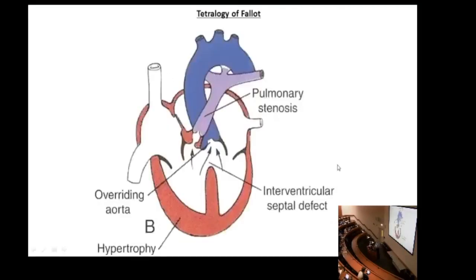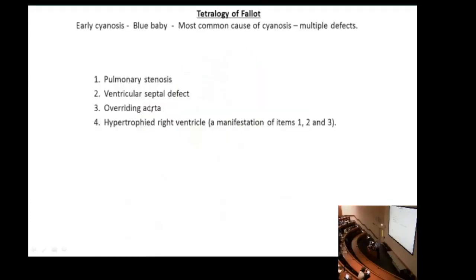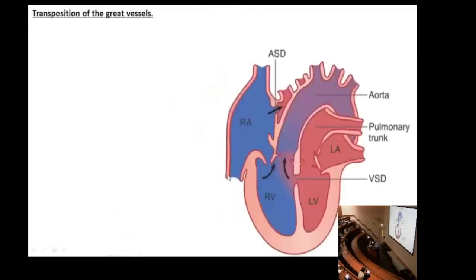So that's why you have a hypertrophied right ventricle. And this is the diagram then that looks like the tetralogy of Fallot. Pulmonary stenosis, right heart gets bigger, overriding aorta, and an interventricular septal defect. Remember these 4 things. There's another thing called the transposition of the great vessels. The great vessels are the aorta and the pulmonary trunk, they get transposed. They can actually be fixed.